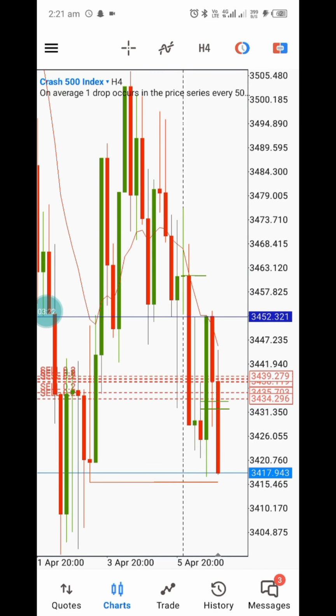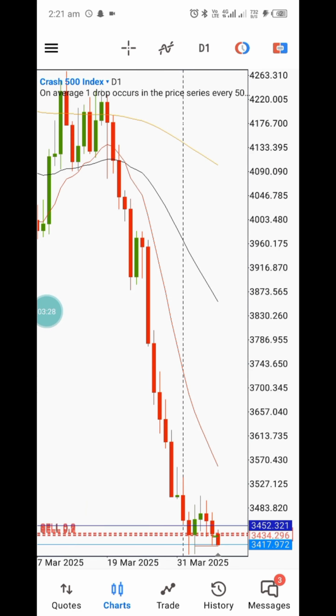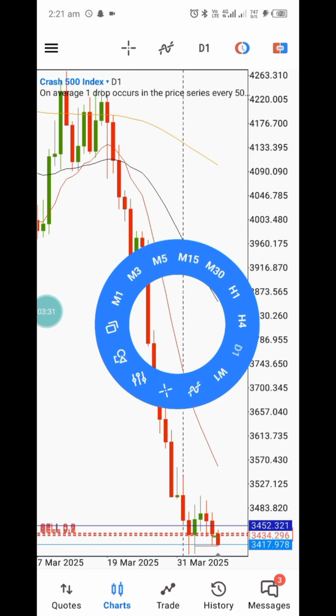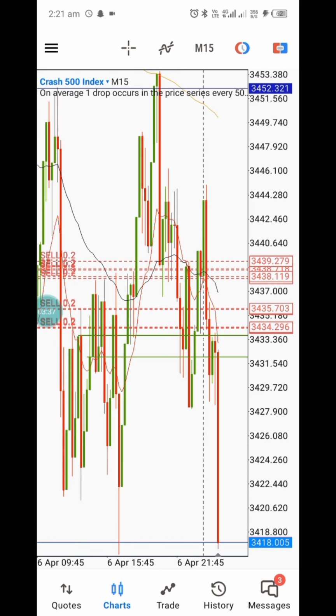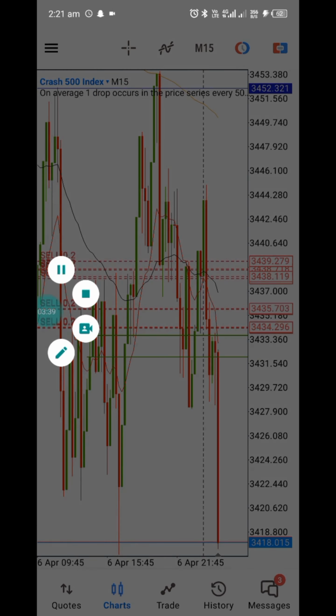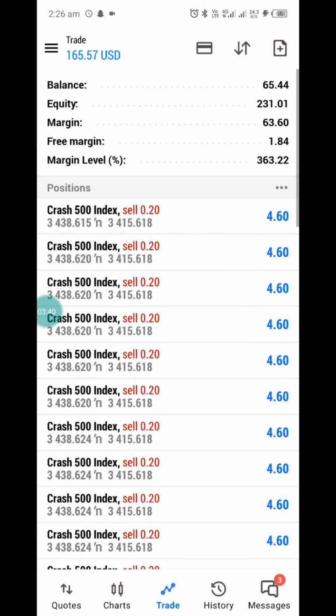I have the strategy, so no matter the balance that I have, I know I will always flip the account because I have a working proven strategy already. If you look very well at this particular trade, this is Crash 500, and you can see how massive the spike is. From $65, I've gone to $230.